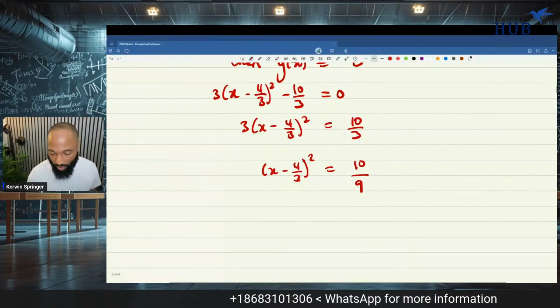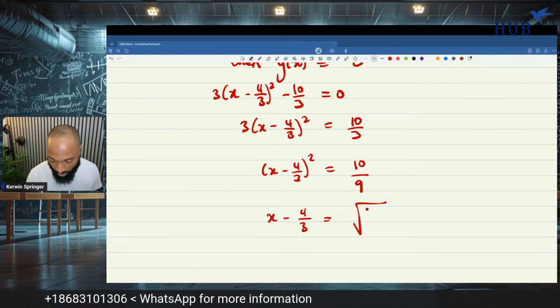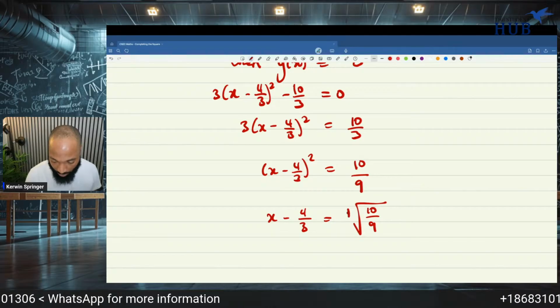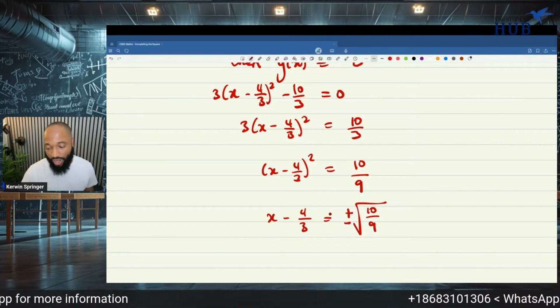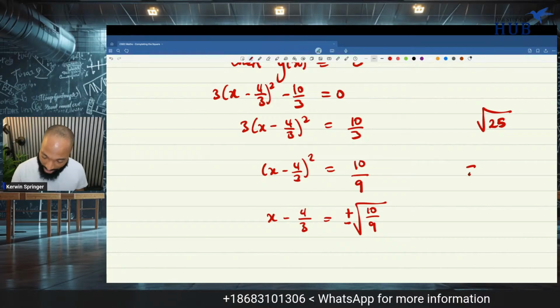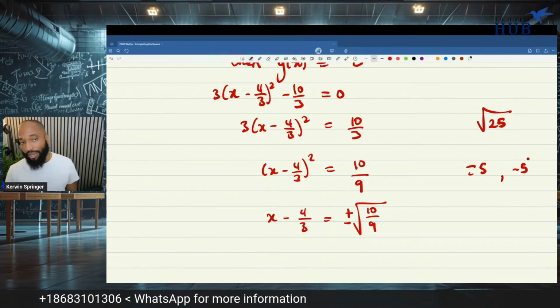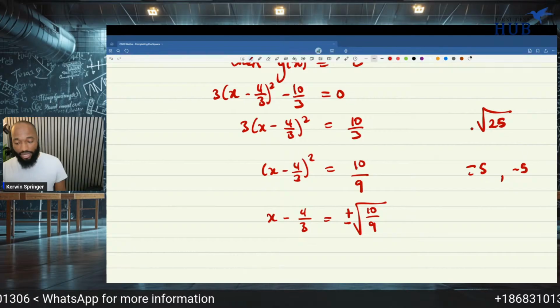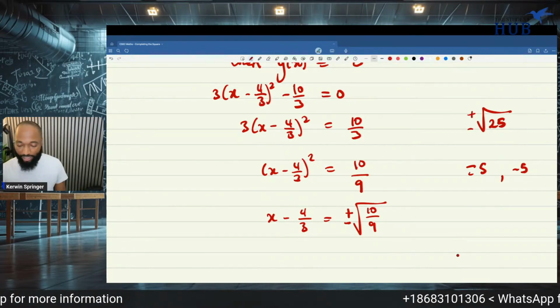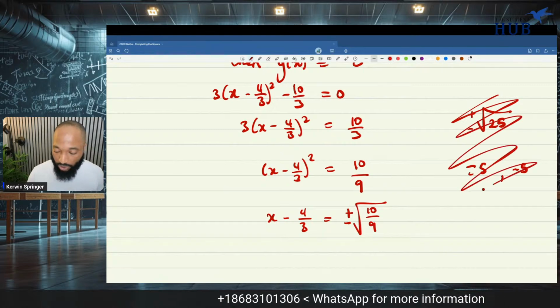Then you need the square root. So you'll get x minus 4 over 3 is equal to the square root of 10 over 9. And you put plus or minus because you want the two values of the square root. Keeping in mind, if you have the square root of 25, yes, the answer is 5. But the answer can also be negative 5. Negative 5 by negative 5 is also 25. That's why we indicate this with a plus or minus to show that we are considering the two possible outcomes.